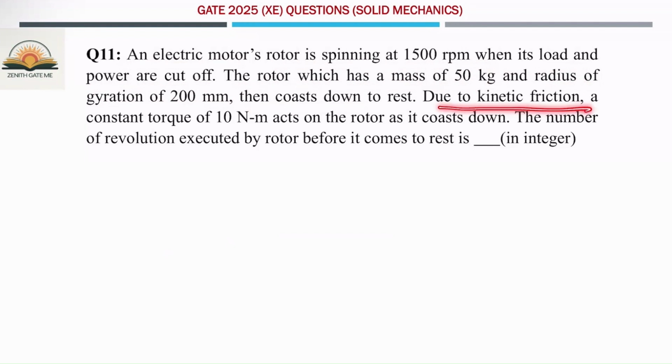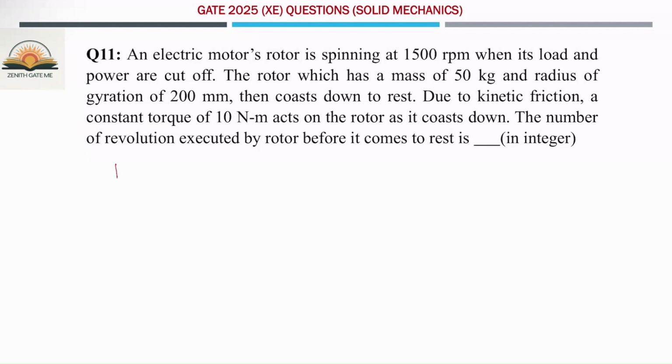Due to the kinetic friction, a constant torque of 10 Newton meter acts on the rotor and brings it down to rest. Find the number of revolutions executed by the rotor before it comes to rest. So you have to calculate how many revolutions it will execute before coming to the rest position.